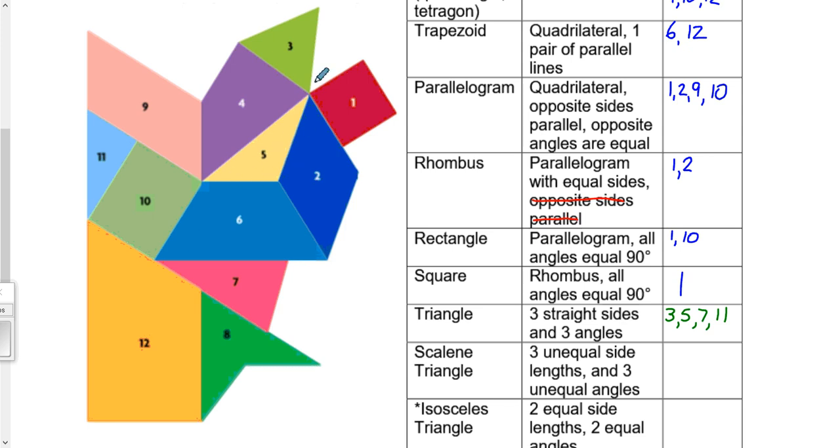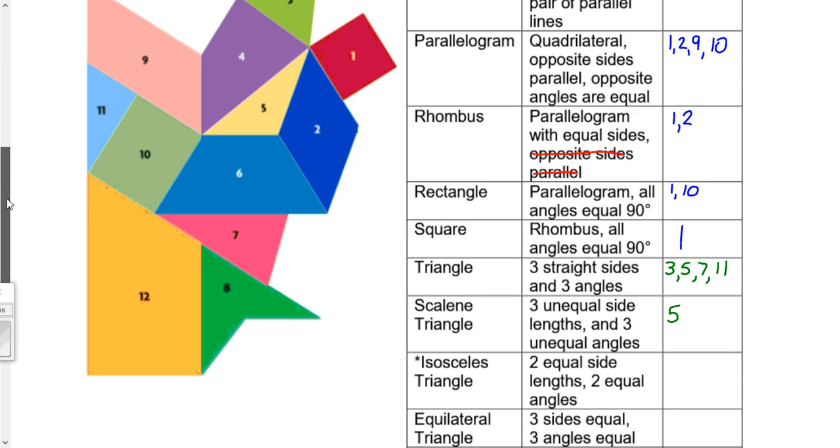5. If we were to measure it, yeah, 5 would probably be considered a scalene triangle because that side looks longer than this one. That looks like our longest side. Not the hypotenuse, but it is the longest side.